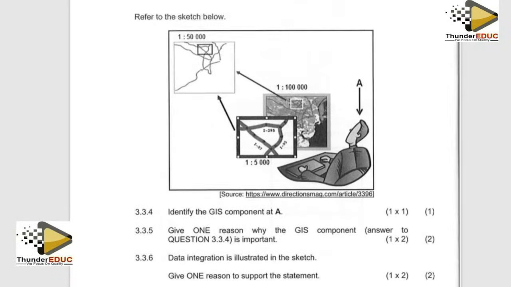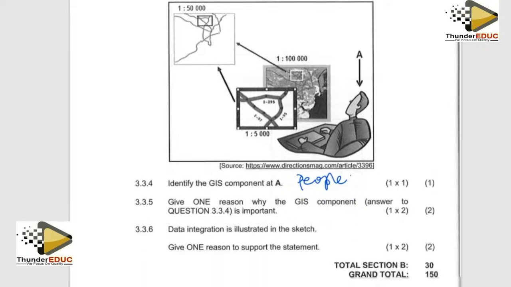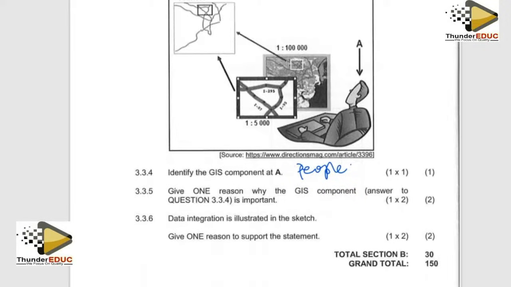Okay, the last section of the paper says, identify the GIS component A. Where is A? A is here, and therefore, we call it people. Okay, the component is people. It's an individual, a person, or a GIS specialist, whatever.